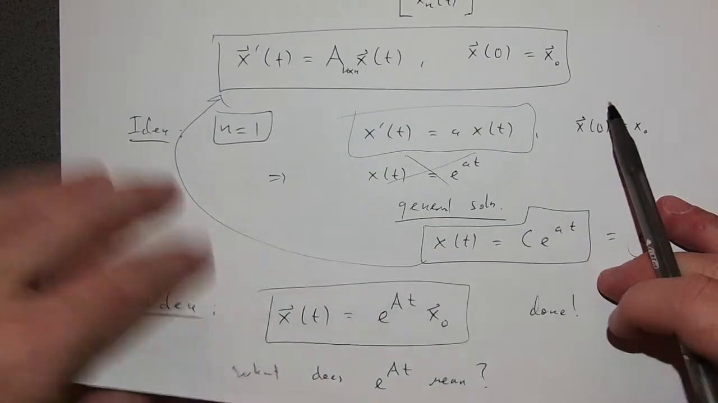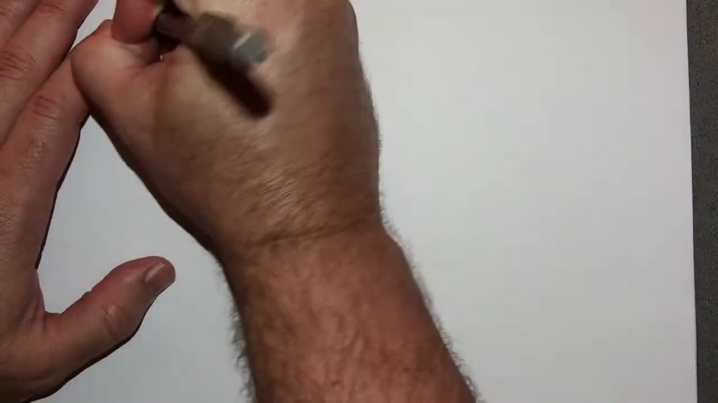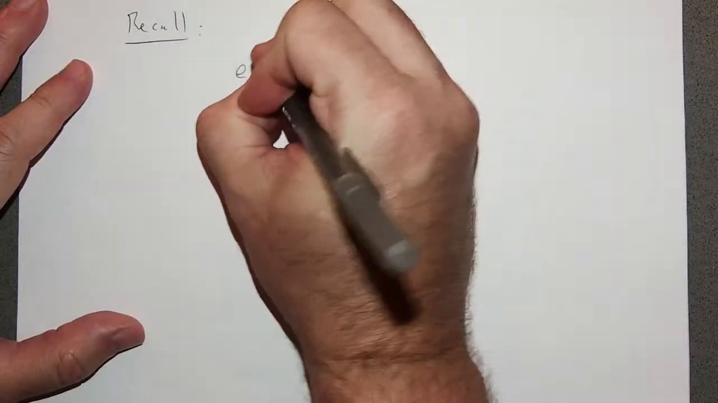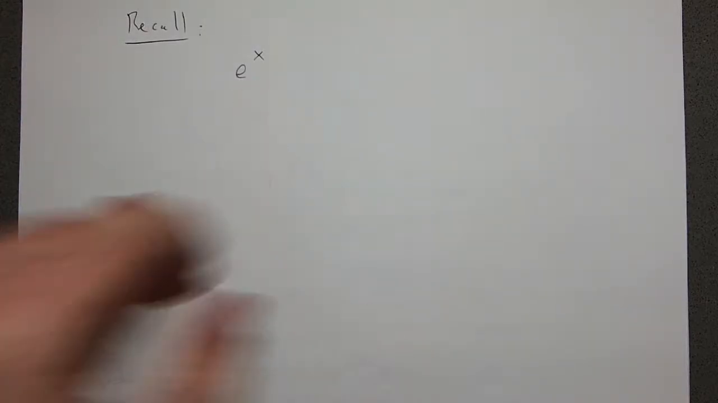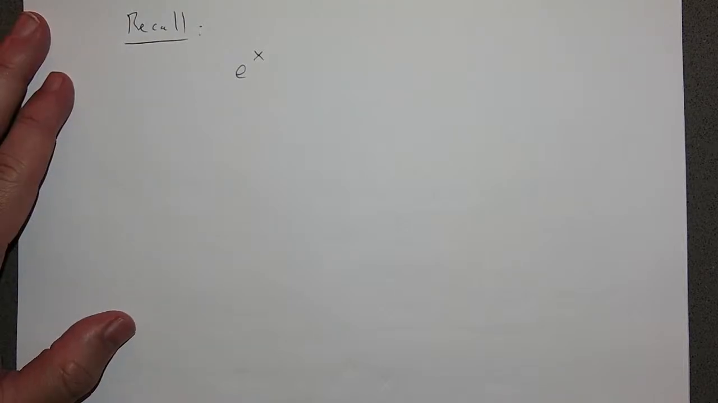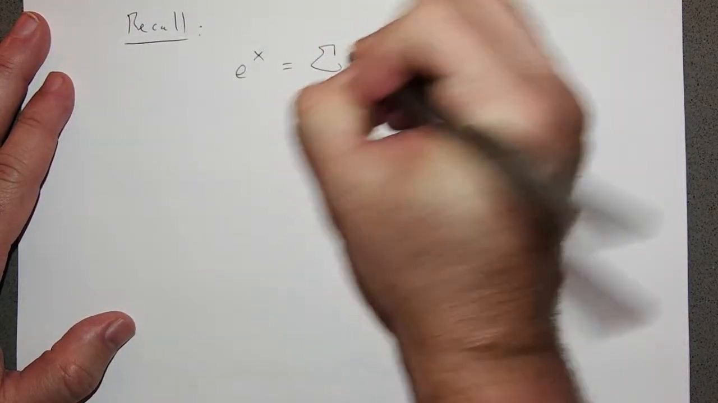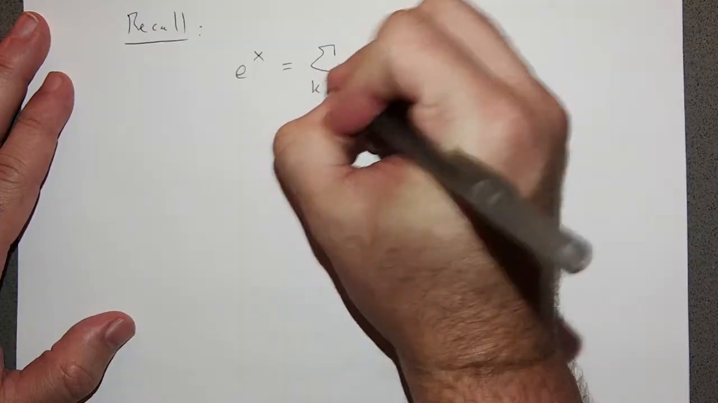So recall, if you were forced by someone to give a definition of what e to the x is, the problem is you have to define what the base of the natural logarithm is or whatever, and that's kind of annoying, but there's a much better way of describing what e to the x is. e to the x is simply this very nice series.